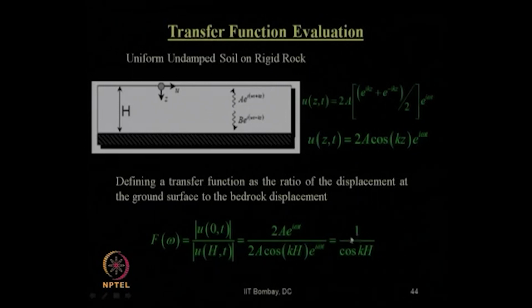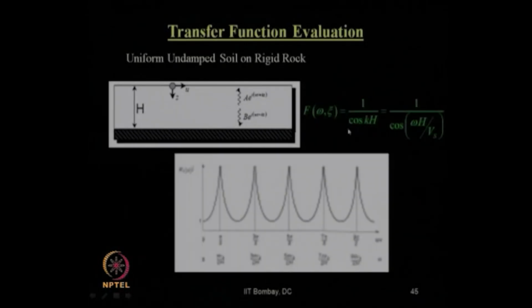That means, if your bedrock motion is known, to get the motion at the ground surface you have to use this multiplier of 1 by cosine of kh, where k is the wave number and h is the thickness of the soil layer. Clear how we are using this? But remember, this is for the undamped case. So, we will slowly go to the real condition of damped soil also. How will this response look? Let us see. This F is a function of omega and eta.